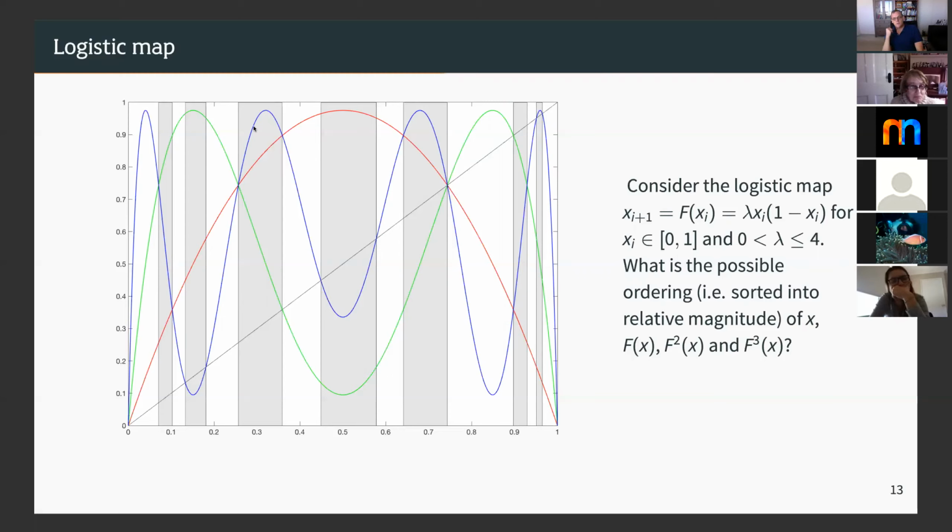What does that mean in terms of a time series? In terms of a time series, that means that x of t, x of t plus 1, x of t plus 2, x of t plus 3, if I take those 4 points and just look at the magnitude ordering of them, that's going to change as I move along my time series. Why is that interesting?